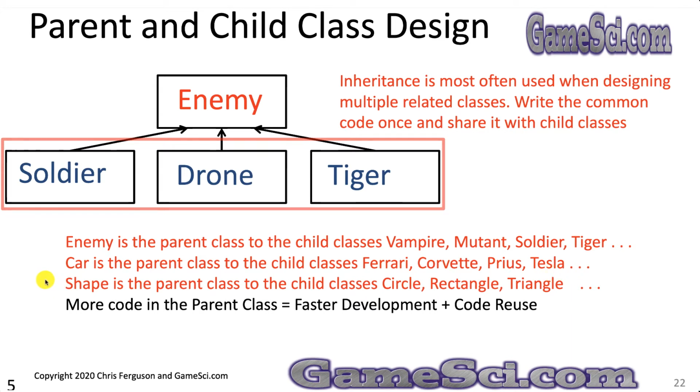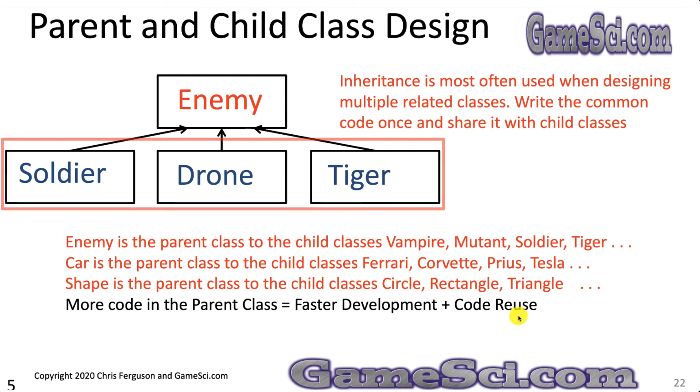Shape is the parent class to child classes circles and rectangles. Circles, rectangles, and triangles have a lot of things in common, so I'll put it in the shape parent class, write it only once, and inherit it in all the child classes so I don't have to repeat that code. More code in the parent class equals faster development, plus it adds code reuse. That's why we use inheritance when designing related classes.